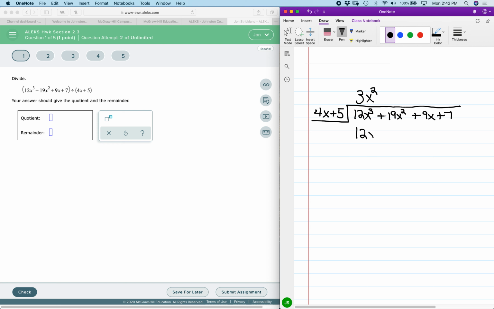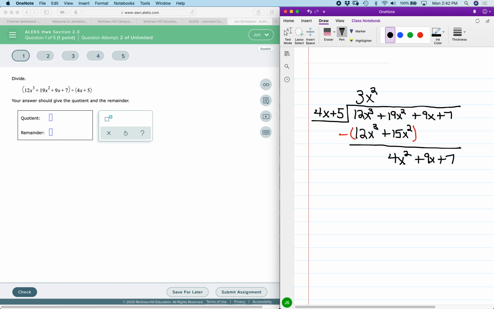So I have 12x cubed, and 3x squared times 5 will leave us with 15x squared. Now applying the difference, subtracting what I have here, 12x cubed minus 12x cubed goes out, and we have 19x squared minus 15x squared. So this will leave us with 4x squared, and I can bring down the remaining terms from the dividend.